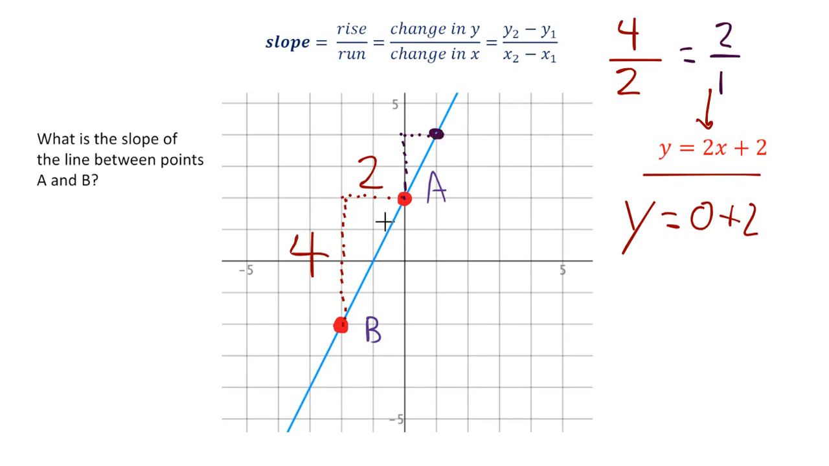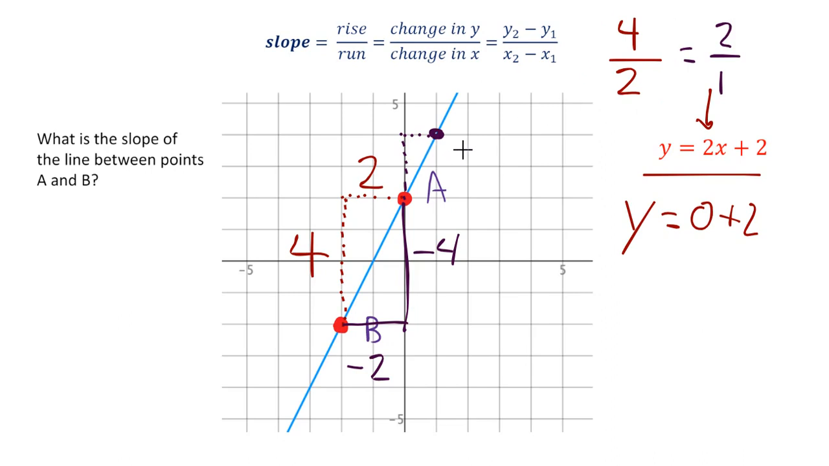And just to show you what I meant when I said we could go from B to A or A to B, I could go down 4 and left 2. Down 4, that's negative 4. Left 2, that's negative 2. Negative 4 divided by negative 2, that's still positive. So that's still a positive 4 over 2, okay?